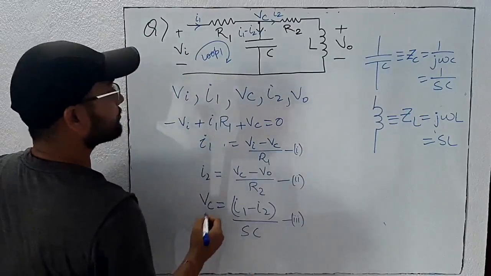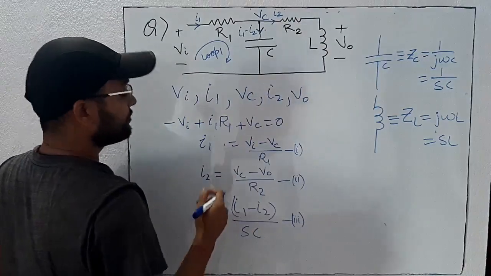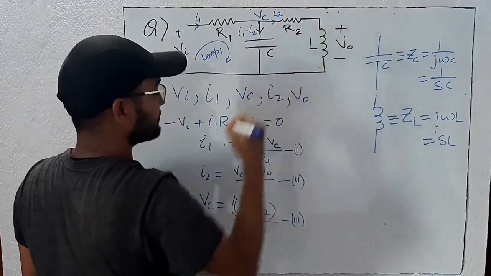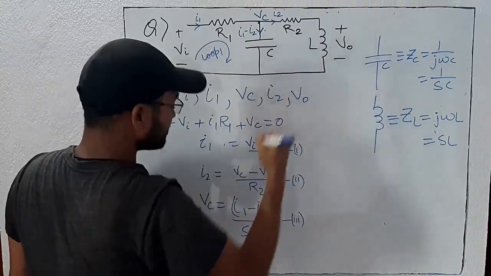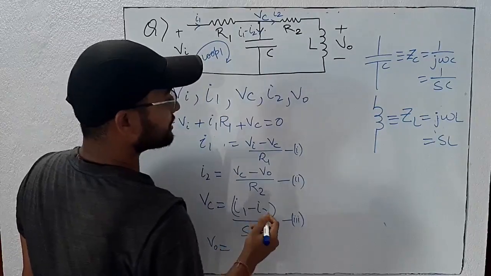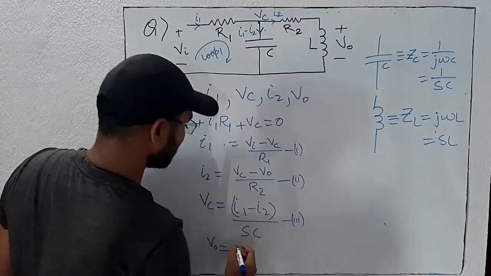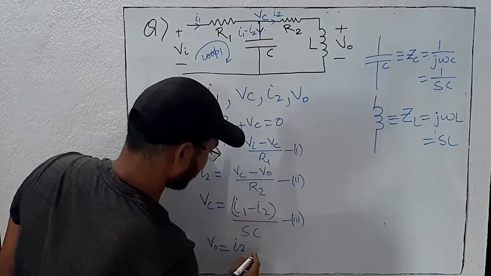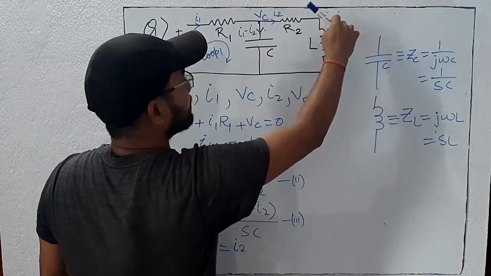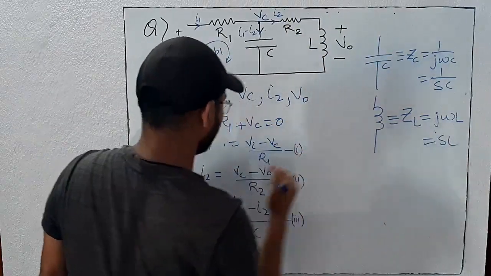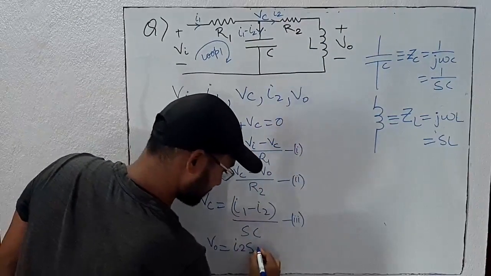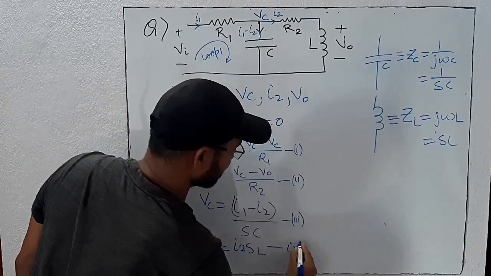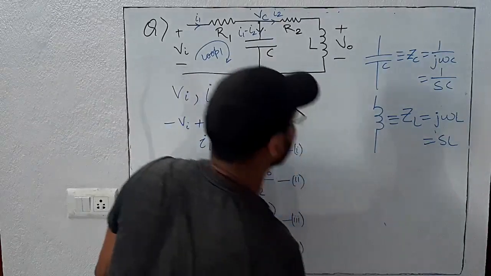Now equation number 4, we will write for V0. V0 is equal to current into impedance, as only the I2 current is flowing in this branch. So in this branch I2 is flowing and the impedance is given here as sL. So V0 is I2 sL. Using these 4 equations, now we will represent the signal flow graph.